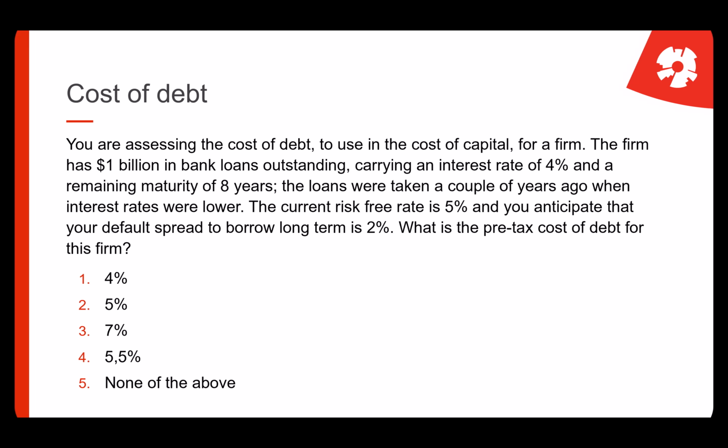The risk-free rate is 5%, and the company's default spread, if we were to go out and borrow long term, is 2%. So the pre-tax cost of debt is simply the risk-free rate plus the default spread. That's 5 plus 2, or 7%. So the correct answer here is option 3, or 7%. The big lesson here is that the cost of debt is the current market number, not a historical number.